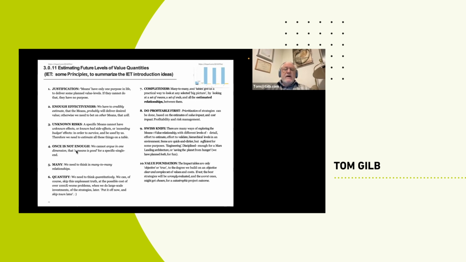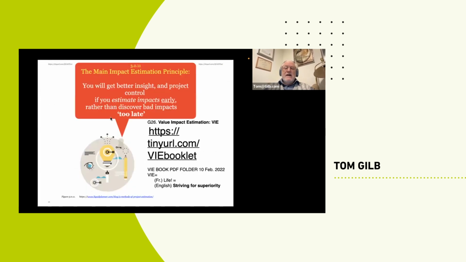So there are some principles of impact estimation tables. I love principles. I think I have at least 20 different ones here, and not enough time. If I were to begin to go through these, I'd use 1 minute each, and that would take 10 minutes, and we can't do it. But the major principle is you will get better insight and project control if you estimate impacts early rather than discover bad impacts too late.